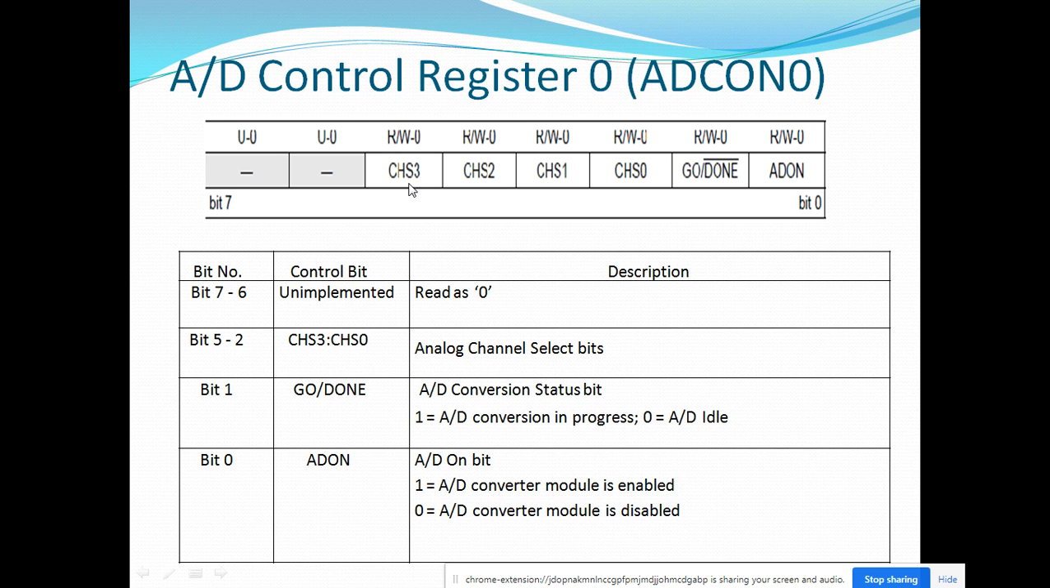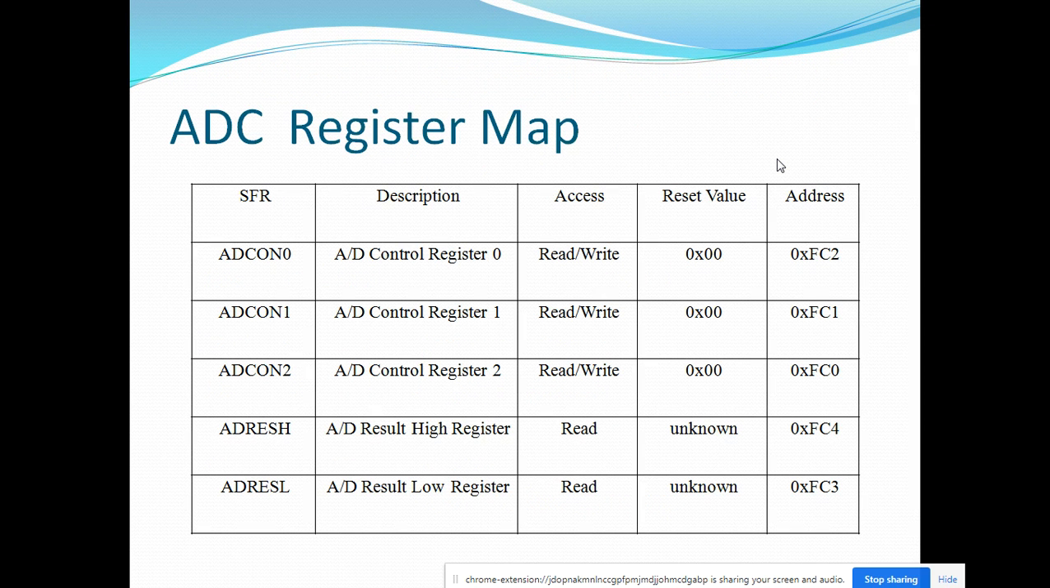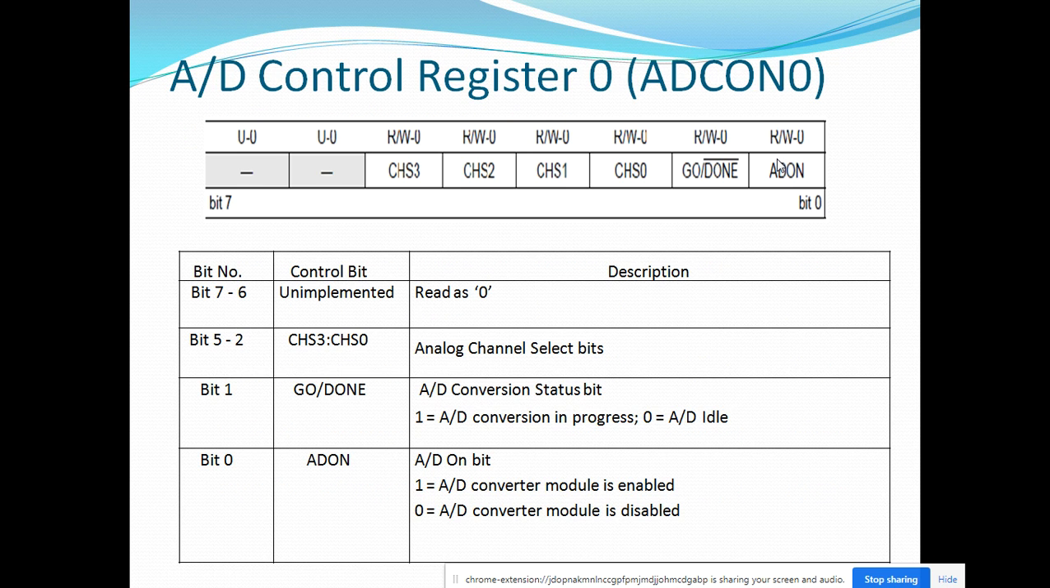Channel number 15 should be selected, but we have only 13 channels. So what bits should be written to these bits? 1100, that is, to select the 13th channel, which is called AN12, this value should be written. In this way we can write the analog channel select bits. So this is ADCON0, the first control register. It is also called a special function register, which has address FC2. Reset values are 0 0.